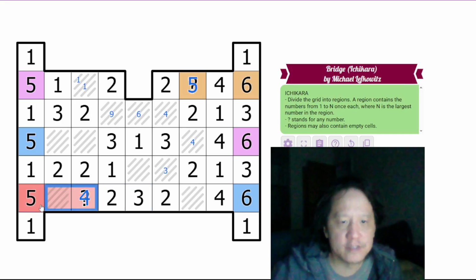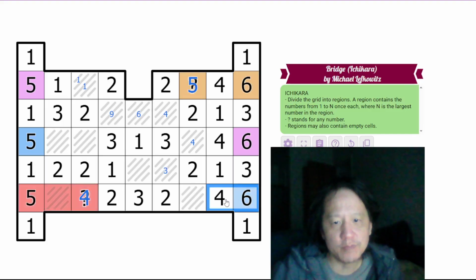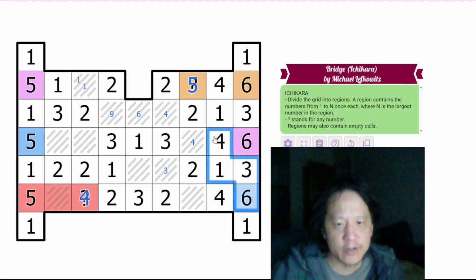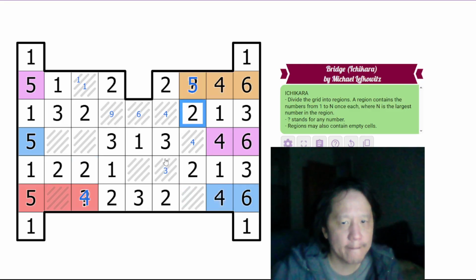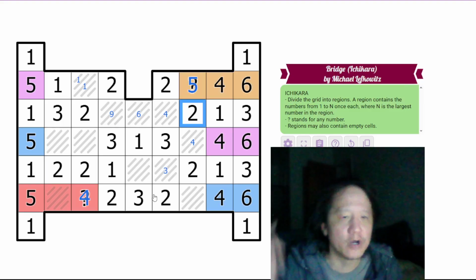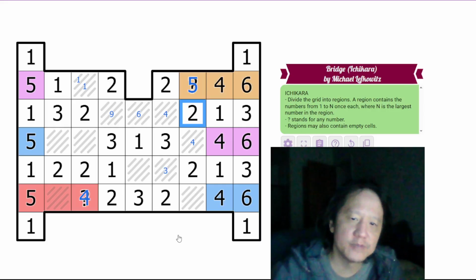This 5 connects to this red, so this must be blue. If we tried going that way, pink has to go around, and then we have problems. So this must be pink, this must be orange, and this must be blue. Okay. We only have 2 1s by themselves.